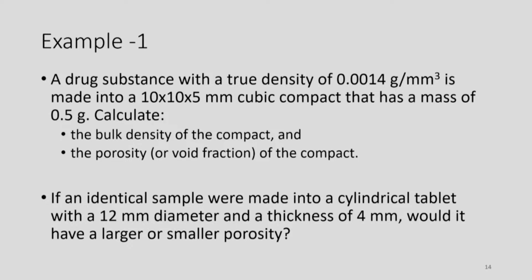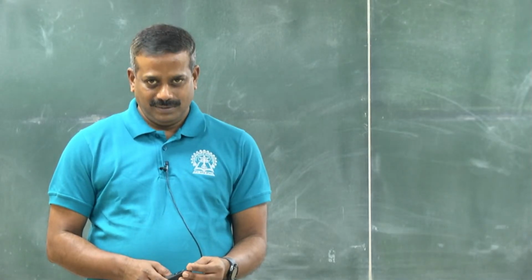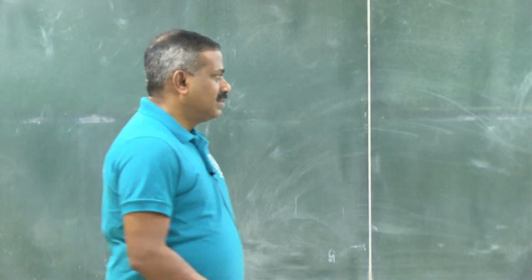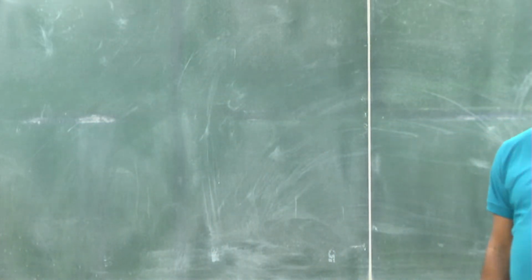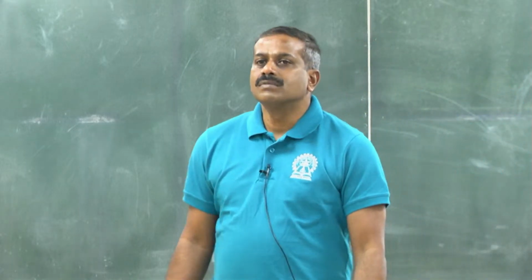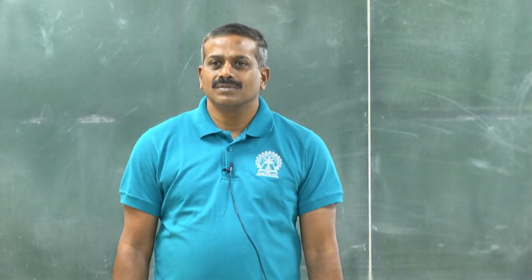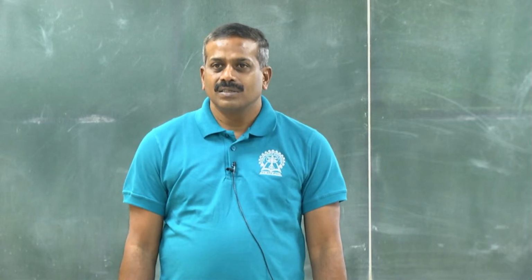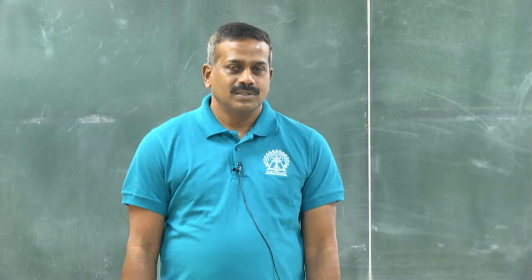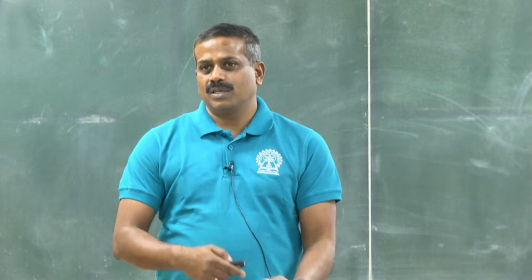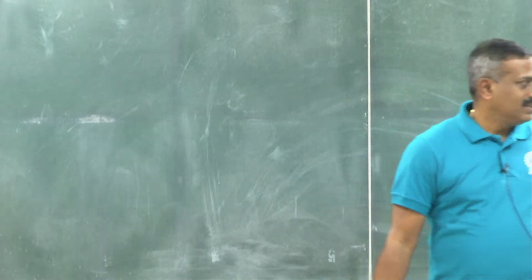So which one will have a lower porosity, cylinder or cube? Cylinder, right? So again, with the change in shape, you'll change the porosity too, okay? You don't have to go all the way there, just calculate the volume. From the volume, you'll know the volume is lower for a cylinder than a cube. So the porosity will also be low, right?